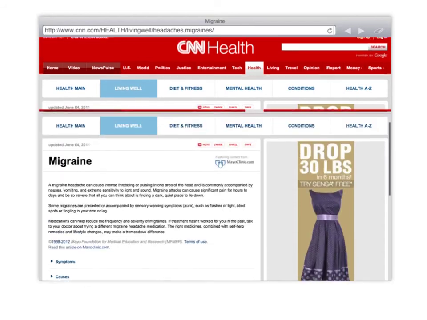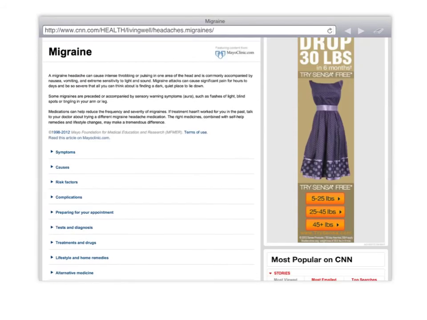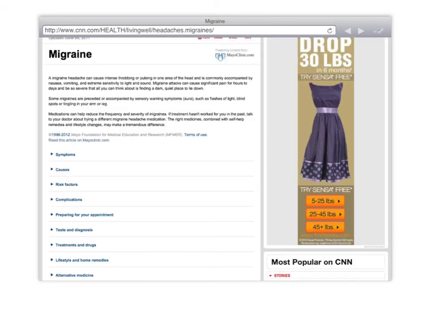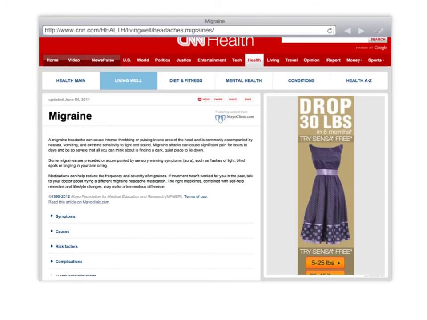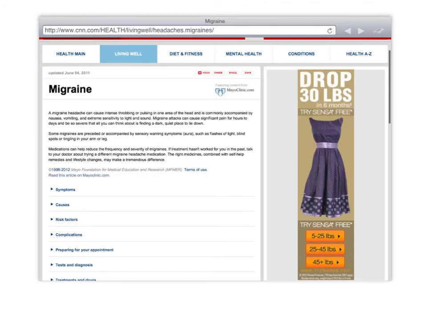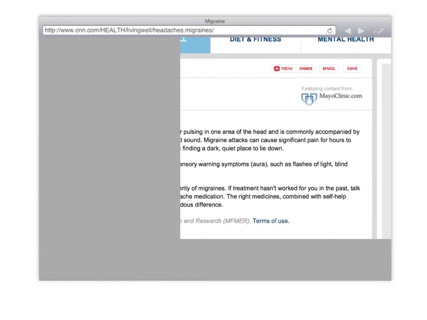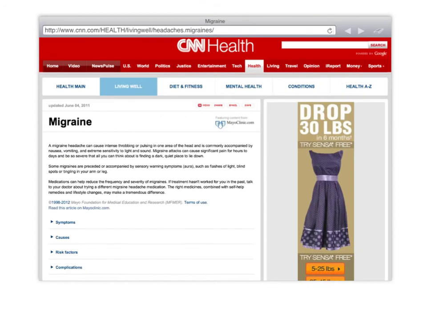Well, if you look at the fine print at the bottom here, we see the Mayo Foundation for Medical Education and Research. Well, there you go. So CNN has used the information, but they've given proper credit to the Mayo Clinic for being the author of that. So here we go. We notice this up here, featuring content from MayoClinic.com. They're giving due credit to the Mayo Clinic for producing this information. So that's good.